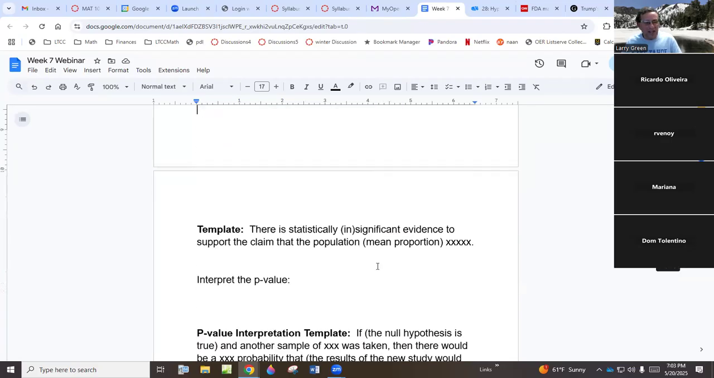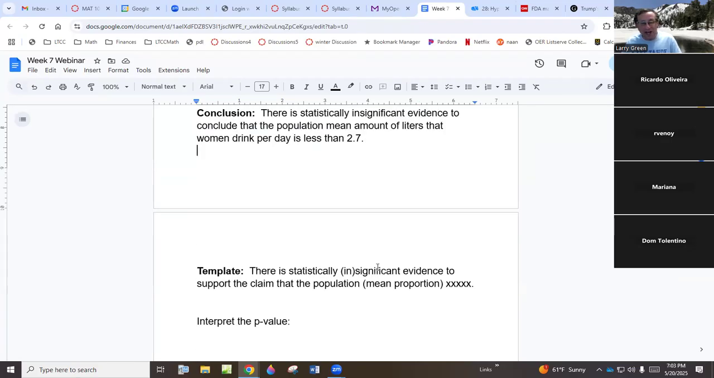Here's a template. Again, this isn't something you just copy and paste without changing anything, but it helps you. To give the conclusion, you say there is statistically, and it'll either be insignificant or significant, evidence to support the claim that the population, it'll either be mean or proportion, and then whatever you're talking about. In ours it was the amount of liters that women drink per day is less than 2.7. Any questions on the template?